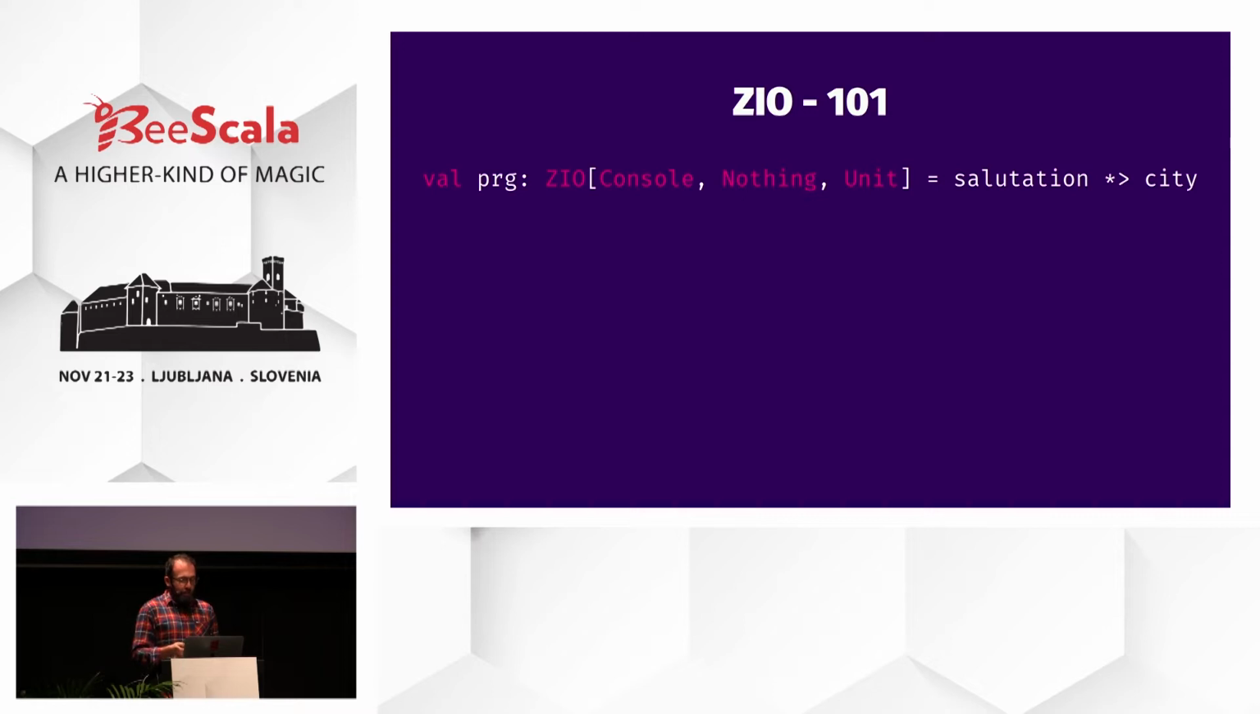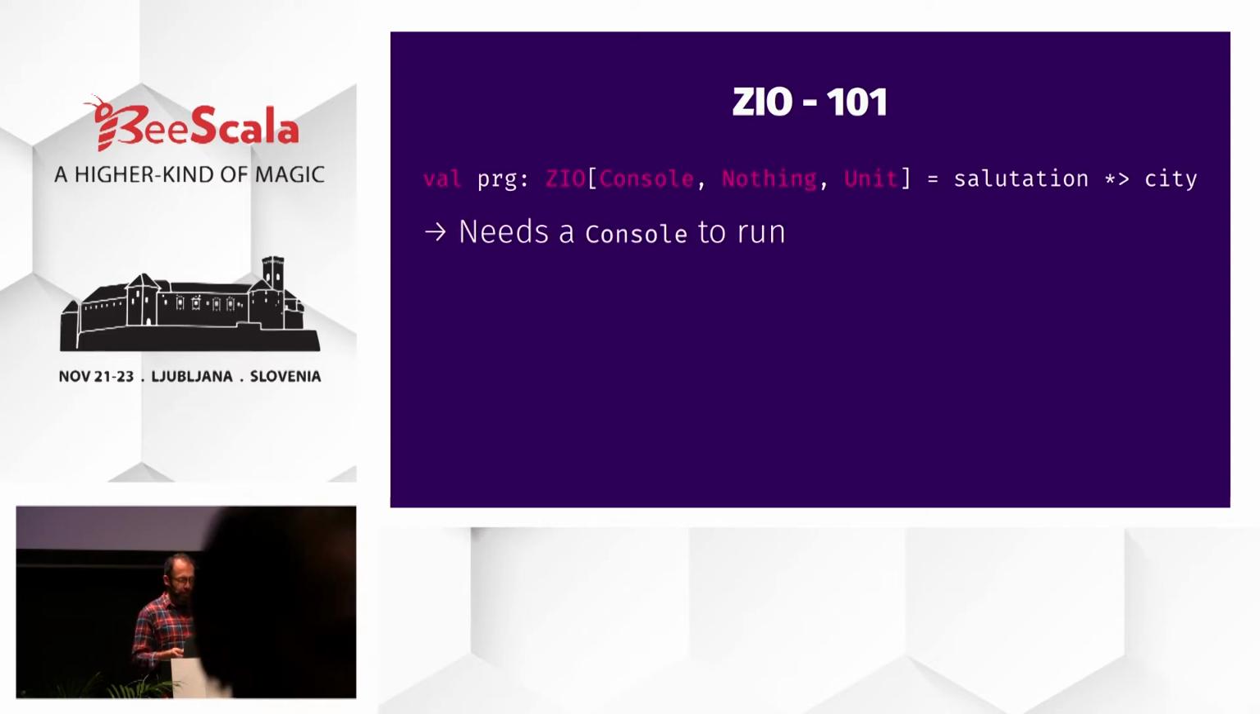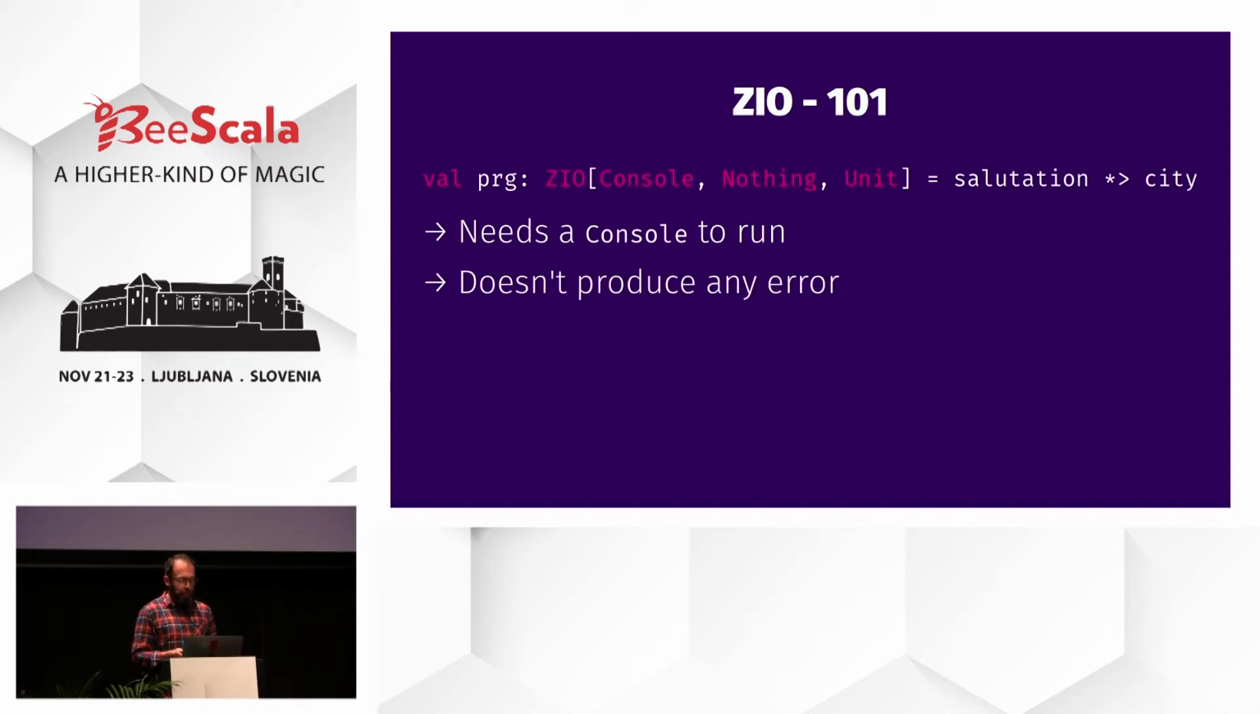So just looking at the type, we can conclude something about the needs that our program has and what it can do. So we can see that this program needs a console to run, will not produce any error, and will produce an output.